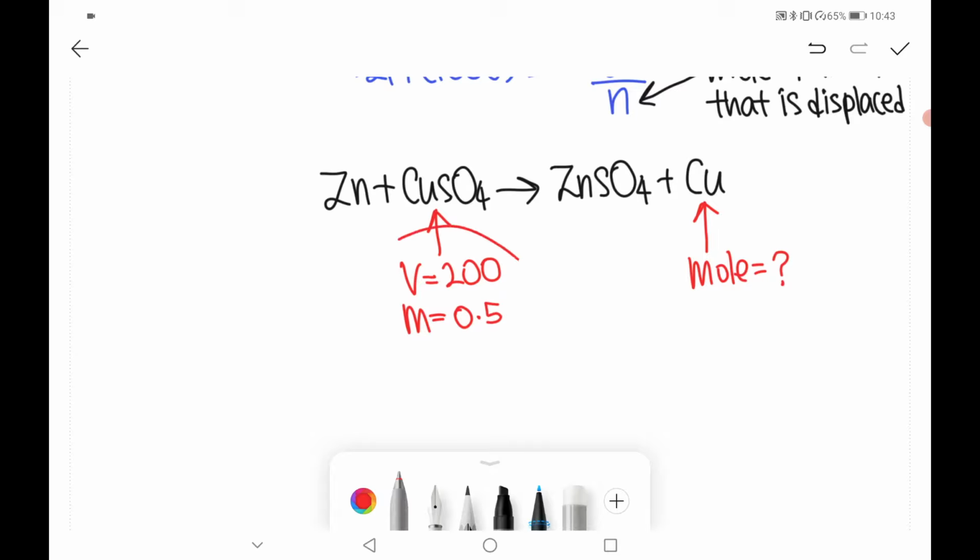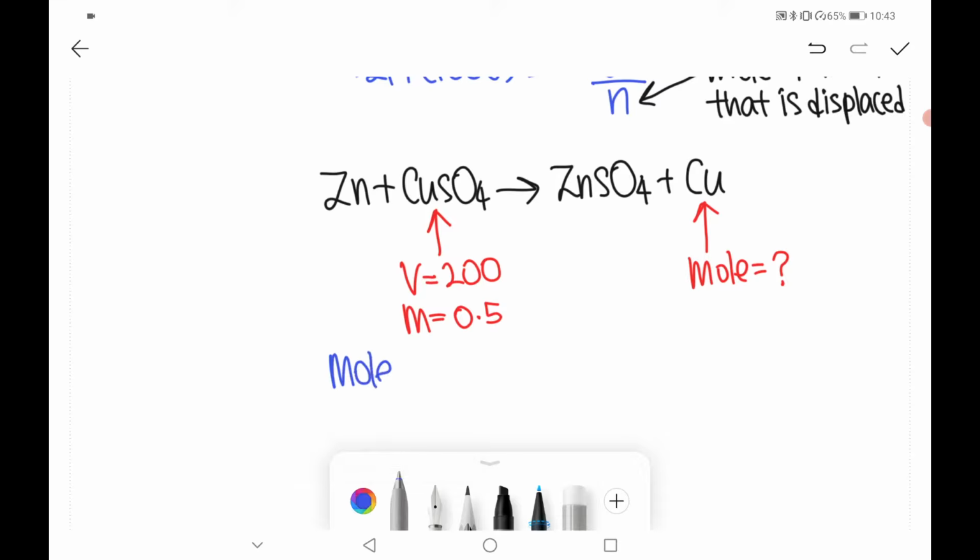Okay, so this is what we have, and this is what we want. So what should we do? We should find the mole for copper sulfate first. When we are given M and V, we know it is a solution. I repeat, when you see a big capital M and big capital V, you know it is a solution. So can we find the mole of solution?